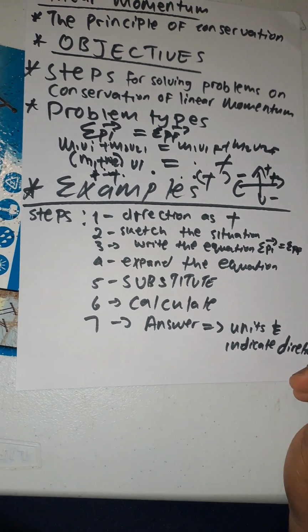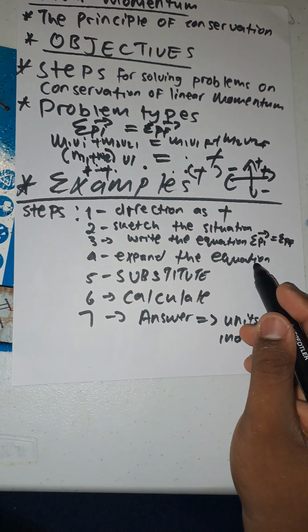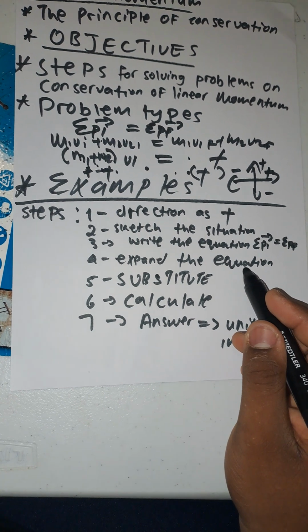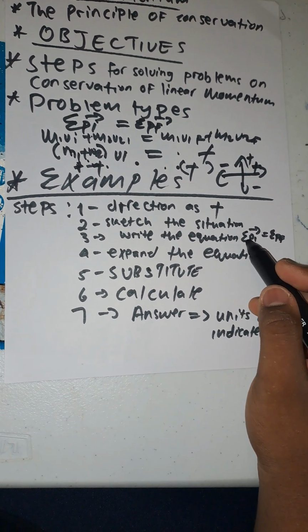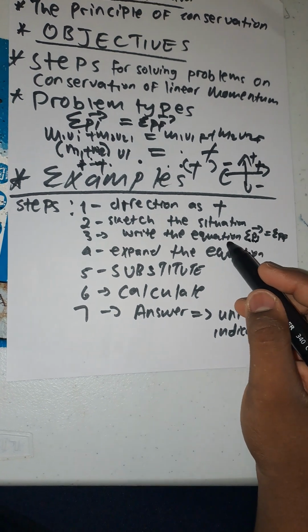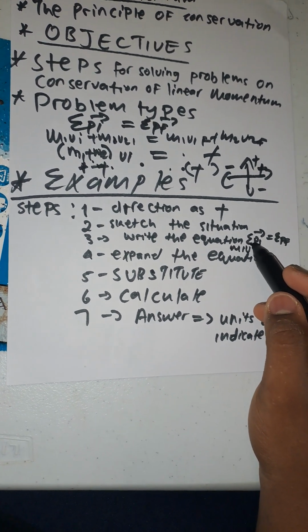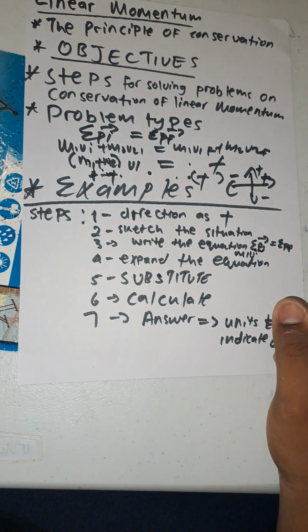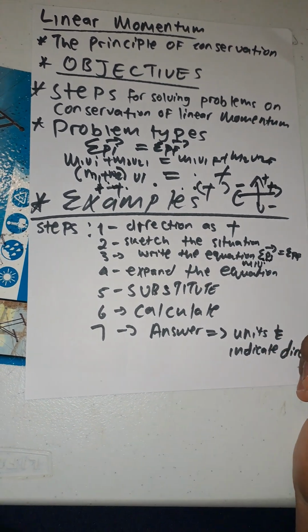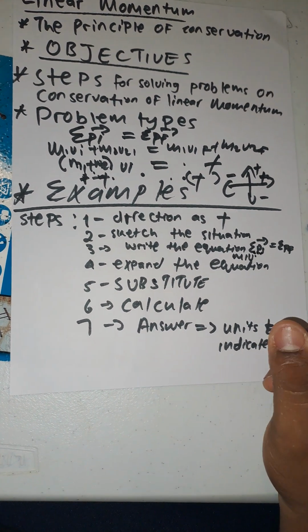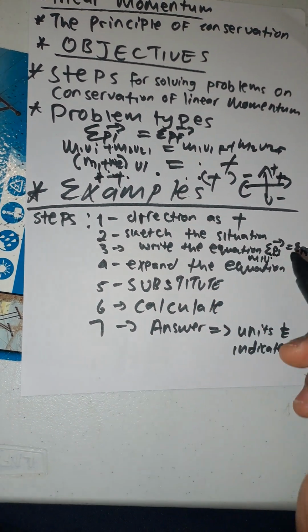And then number 4, you expand the equation. What do I mean when I say expand the equation? Where there is the initial, you put m1v1i plus m2v2i, which is the initial, then that equals m1v1f plus m2v2f. That is what I mean when you expand the equation.